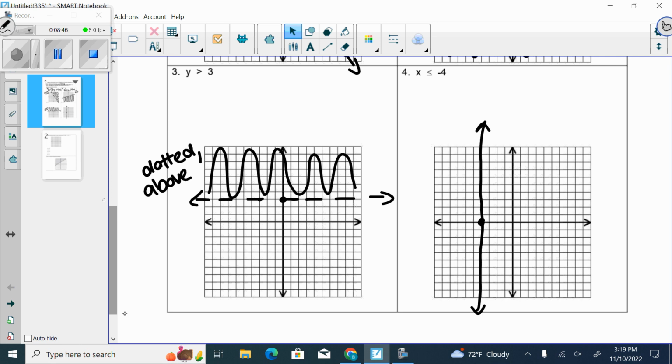Okay, and it says to shade where? What does that symbol say? Below. Okay, so this one's kind of funny because it's an up and down line, right? So when we think below, that's where things are smaller, right? So the things get smaller when I go to the left or to the right? To the left, so that's where I'm going to shade.